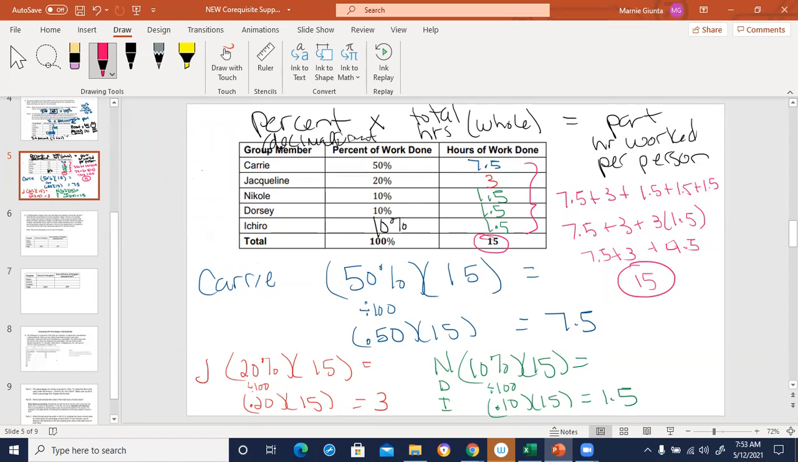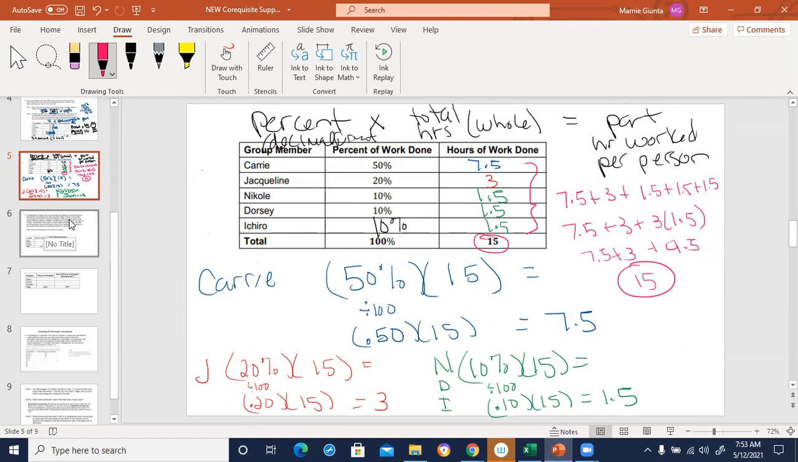These numbers all seem to make sense. The 50% is more than the 20%, which is more than all these 10%. I feel good about it. We can go ahead and move on. But remember that one point we always said: the percentages must add up to 100%. Therefore, all of the parts that you solve for must also add up to the total part, which here was 15 hours worth of work.